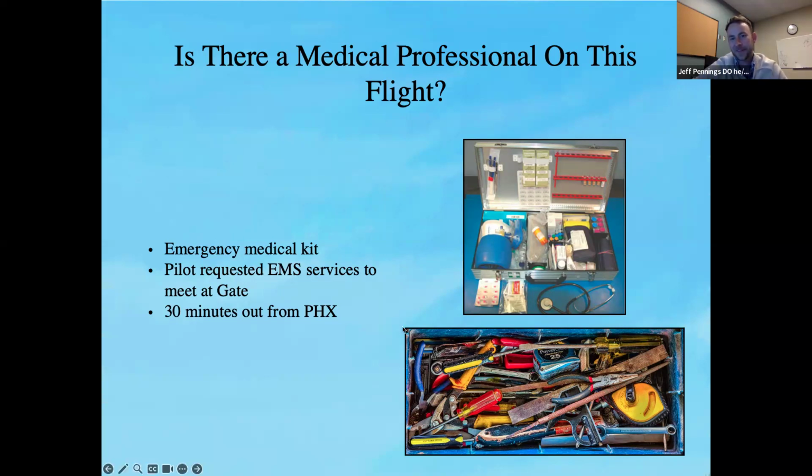So the person that was helping out with the emergency with me was actually pretty helpful in terms of organizing some of the medications that we were considering using. And then the pilot was updated and had requested EMS meet us at the gate. We were only 30 minutes out from Phoenix, so even if this had been a more significant scenario, Phoenix would have still been the closest airport for us to get to.